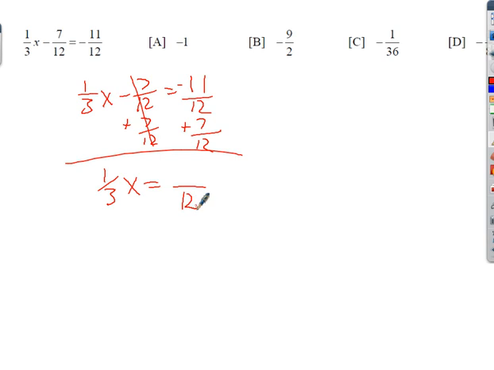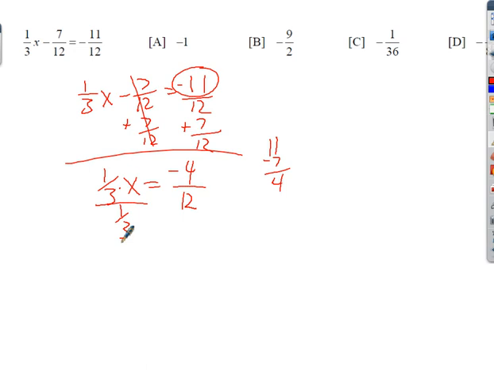And here we've got two signs that are different when we're adding. You keep the sign of the larger, so 11 is the larger of the two, and you subtract. So it's 11 minus 7 gives you 4, so it's negative 4/12. Alright, and that can be reduced, but let's go ahead and do this. Get rid of this 1/3. Again, this is 1/3 times x, so we're going to divide by 1/3.